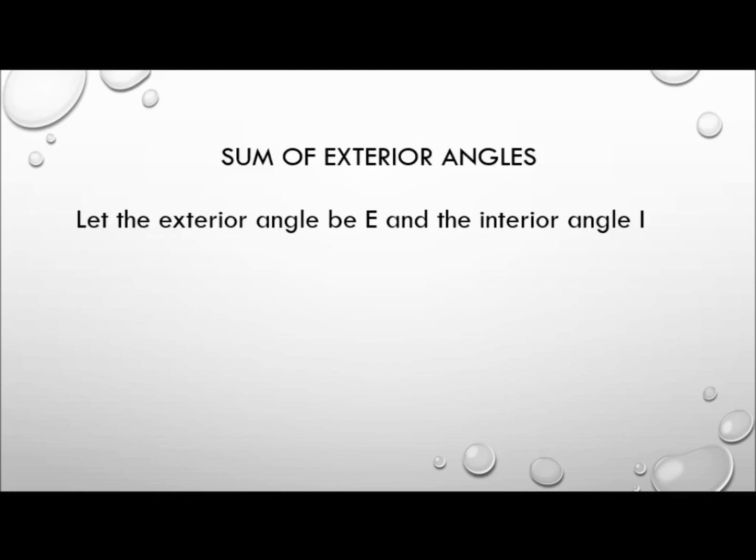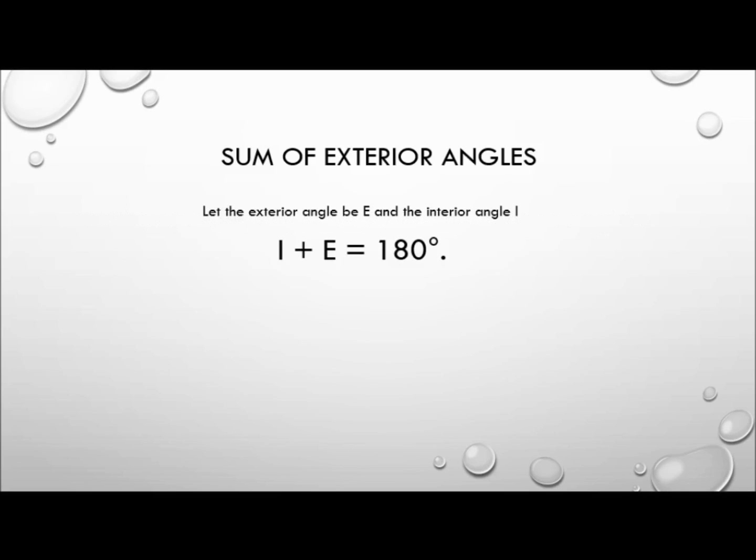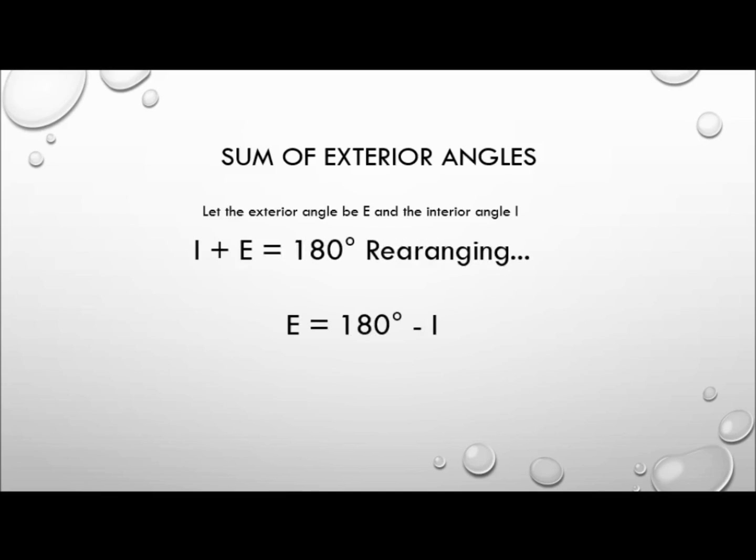Now to find the sum of the exterior angles, let's say that the exterior angle is called E and the interior angle is called I. Now, as we've just discussed, I plus E is equal to 180 degrees. That is to say, the sum of the interior and exterior angles must add up to 180 degrees. Now, if we rearrange that, we can say that the exterior angle is equal to 180 degrees minus the interior angle, or more algebraically, E is equal to 180 degrees minus I.